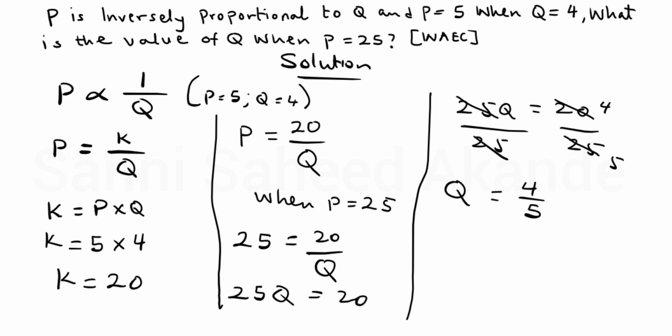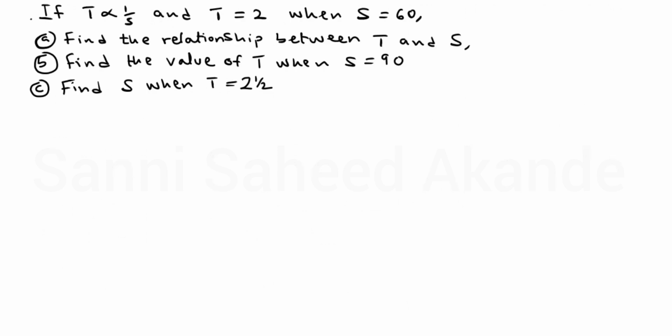Okay, now let's continue. This question says T varies inversely as S and T is equal to 2 when S is equal to 60. Then find the relationship between T and S. Find the value of T when S is 90. Find the value of S when T is 2.5. Solution.